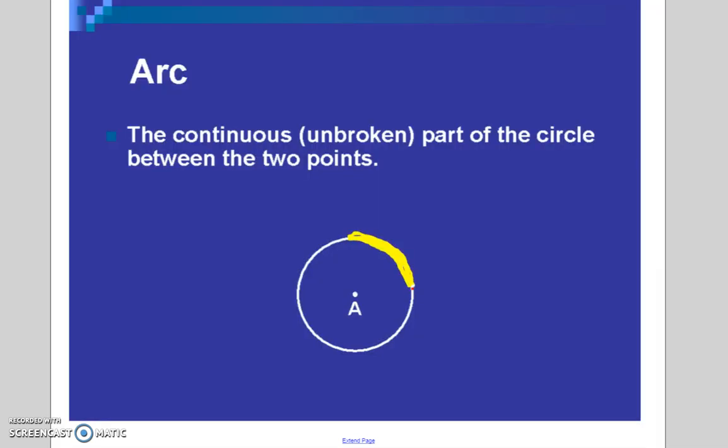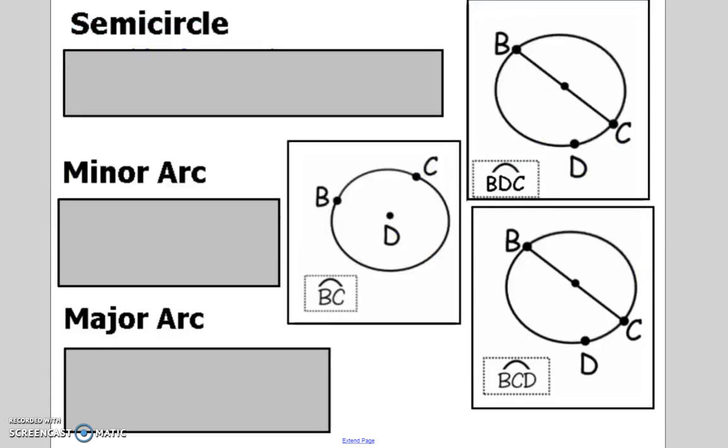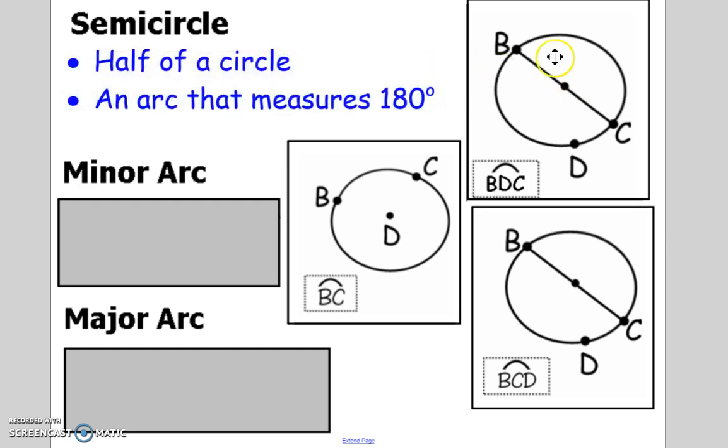An arc is the continuous unbroken part of the circle between two points. So it's kind of like a segment of a circle. And then we have different kinds of arcs. We have a semicircle, which is half a circle, an arc that measures 180 degrees. So I'm going to highlight that for you. So BDC this way, that's a semicircle. And this side is another semicircle. So it's just half the circle. It's not the inside part of the circle, it's the arc. So it's half the arc.